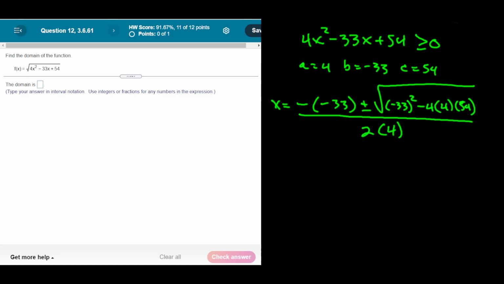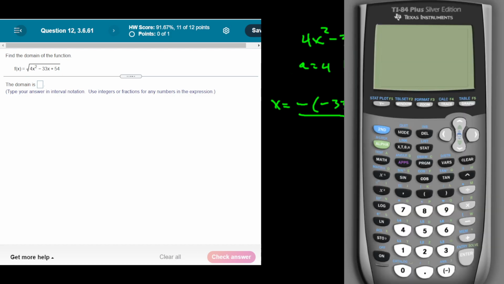We can go ahead and, oh, let me let you guys see the calculator. Okay. So we can put x equals 33 plus or minus, and we're just going to put the results of everything. We know this is all over 8.